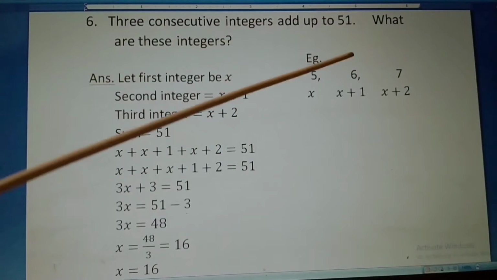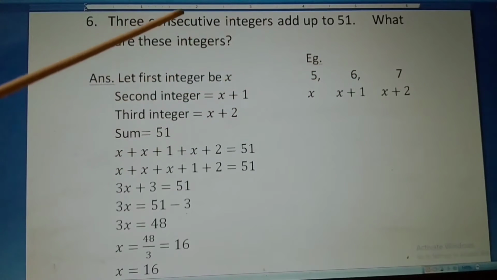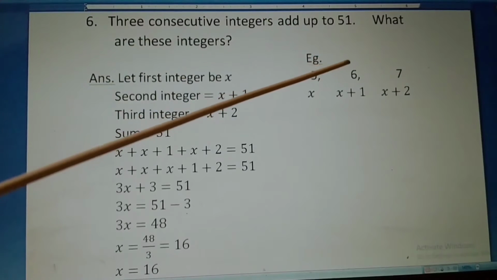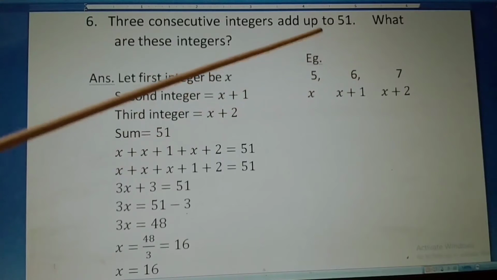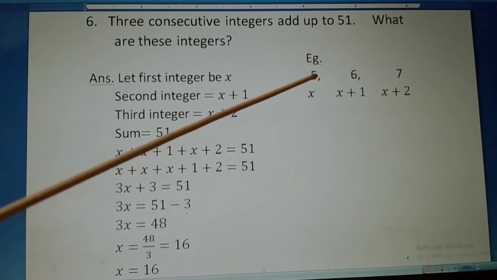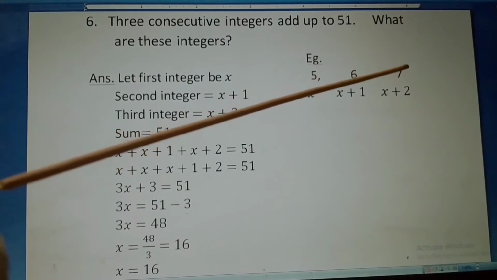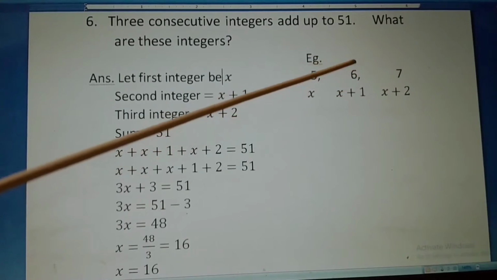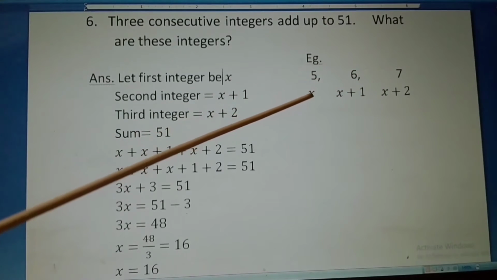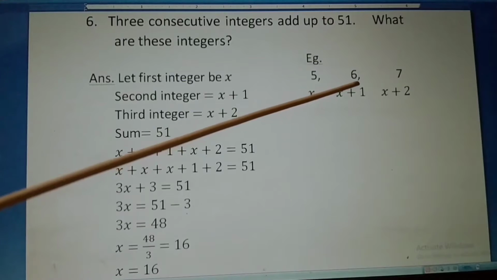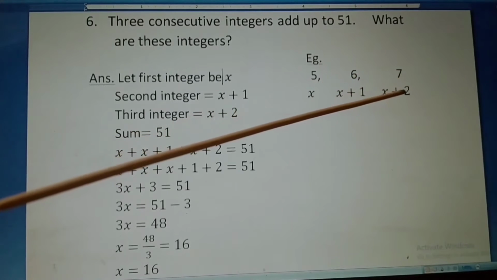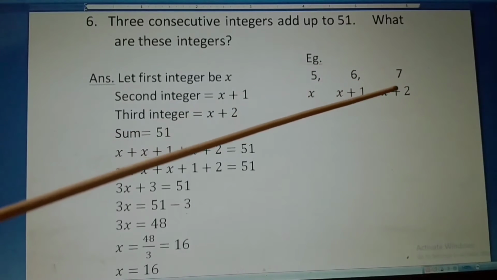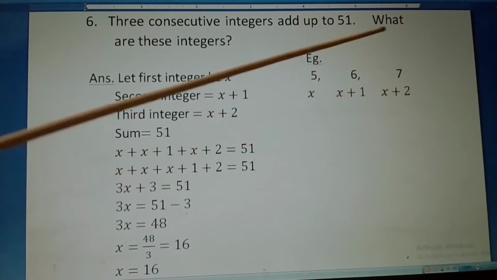How do we get 6 from 5? When we add 1 to 5, we get 6. Similarly, when we add 2 to 5, we get 7. That is, the first number we can take as x. The second consecutive number is x plus 1, that is first number plus 1. The third consecutive number is first number plus 2, that is x plus 2.